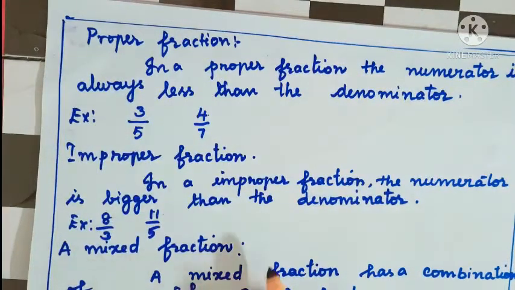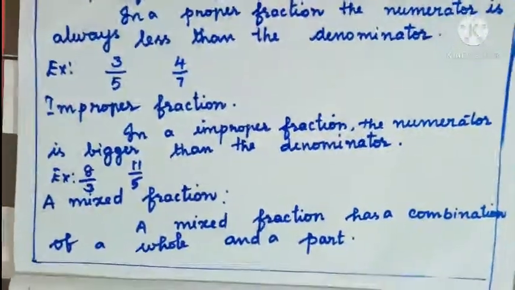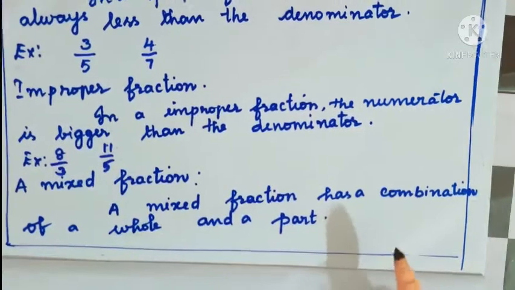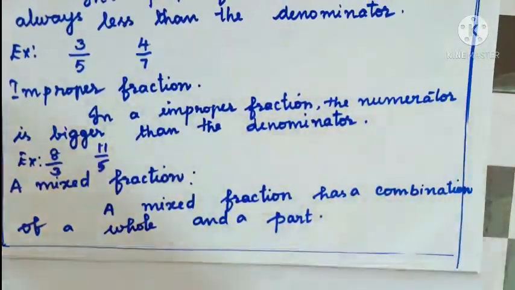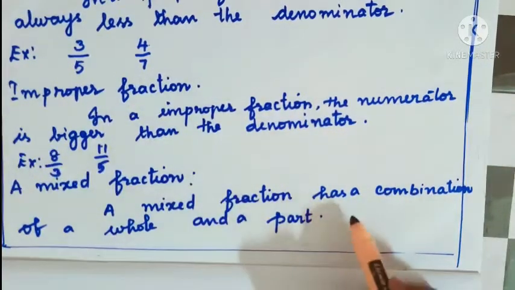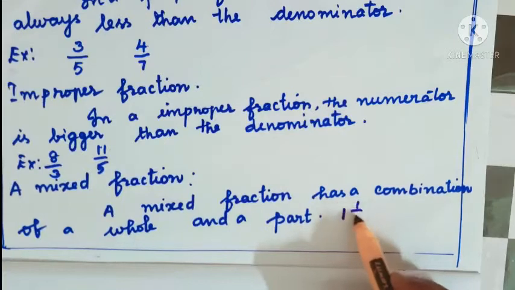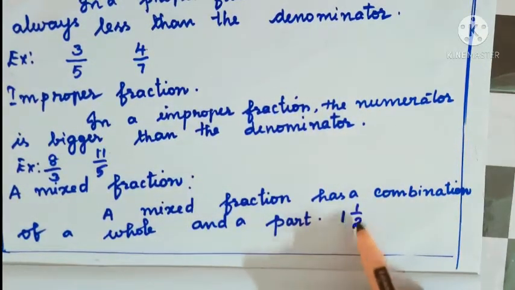What is a mixed fraction? A mixed fraction has a combination of a whole and a part. Whole is what? Whole numbers 1, 2, 3, and so on, isn't it? So whole, you can take 1, and part is what? Part, 1 by 2. So it is a mixture of a whole number as well as a fraction.